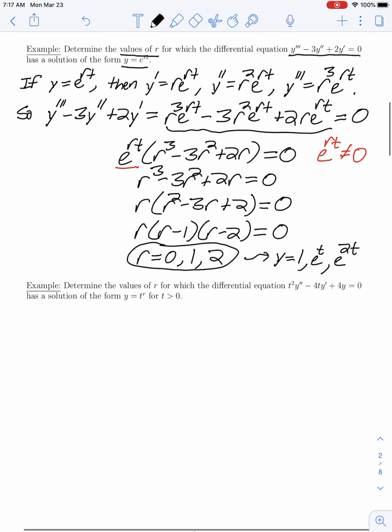Now in our next example, we have a very similar problem. We are asked to find the values of some constant r such that the given differential equation would have a solution of the form t to the r power, where t is some positive variable. So again, looking at our differential equation, we see it involves y and our first two derivatives. So our first step here is going to be to find the first and second derivatives of this function.